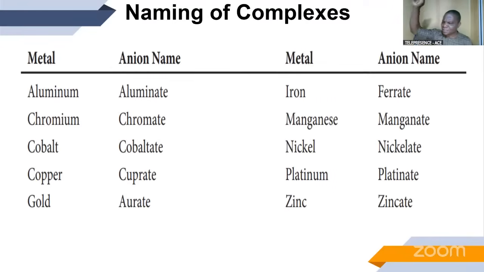When the complex is negatively charged, the name ends with -ate. You saw the examples where I mentioned cuprate and nickelate. If it is chromium, it is chromate, and so on. If it is cobalt, it is cobaltate. If it is zinc, it is zincate. So once there is a negatively charged complex, it is named with the suffix -ate.